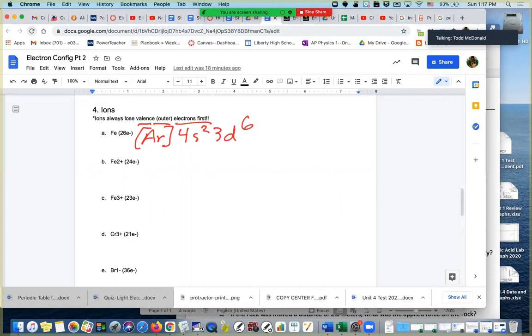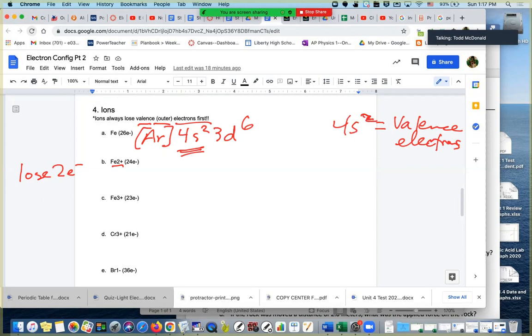Now, if we look at the next example here, we're going to lose 2 electrons when it becomes Fe2+. Really important thing to catch. You cannot miss this. We have to look back and go, where are my valence electrons? Because we have to take those away first. 4s2 are my valence electrons. They are the highest energy level. So we have to remove from them first.